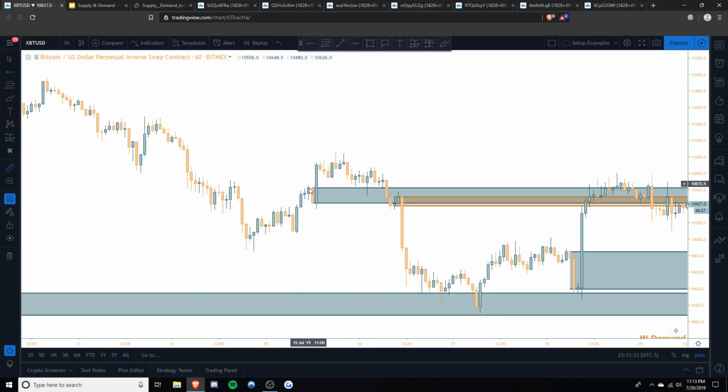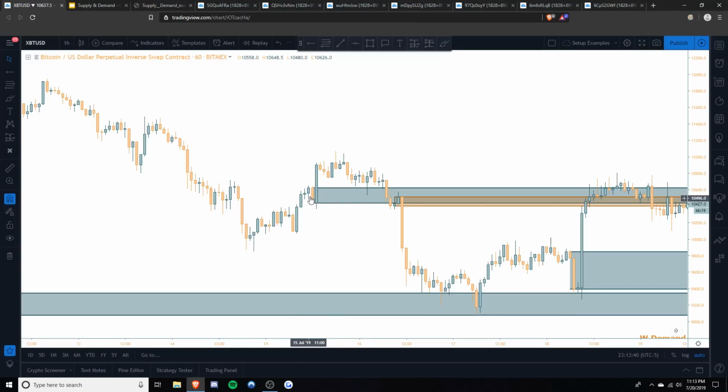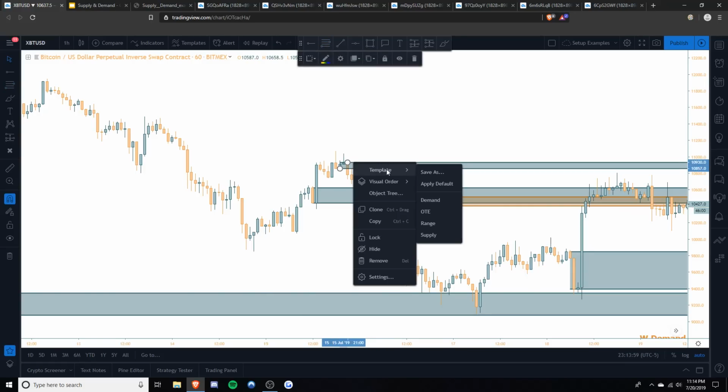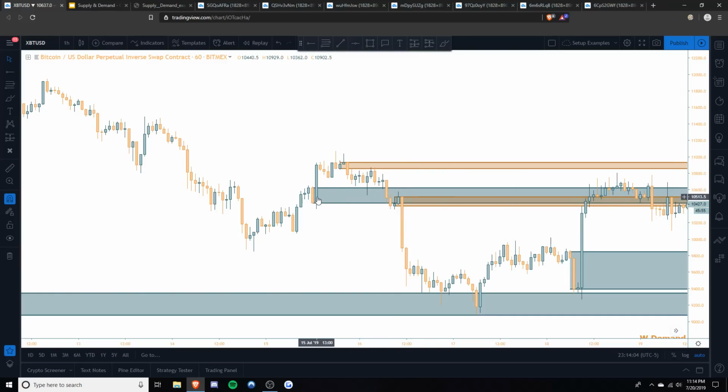It was less than a 5% move away from the top of the zone, so not that strong of a move away. How much time did price spend at the zone? It didn't spend much time here, but it did spend a lot of time here. So buyers at this level could have been filled. And you can see once price comes back and retests it, it goes up, tests this lower time frame supply, and goes lower. There was not enough buying pressure or unfilled orders here to send price higher.